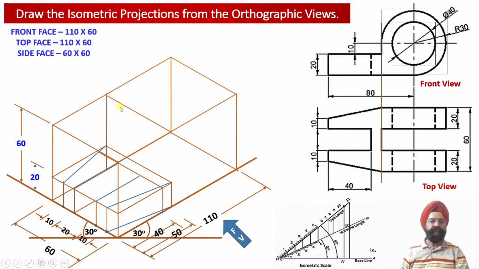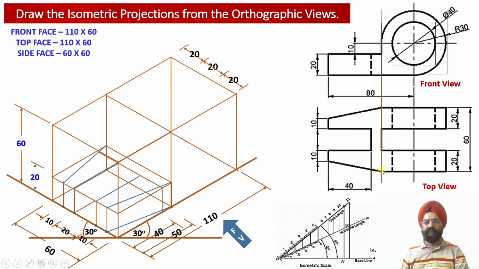You can check, if we draw these isometric projector lines parallel to the isometric axis and join them, we will obtain a cube construction over here. This is a cube having dimensions 60 millimeter length, 60 millimeter height and 60 millimeter width.